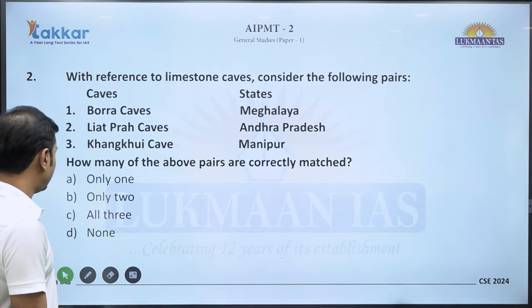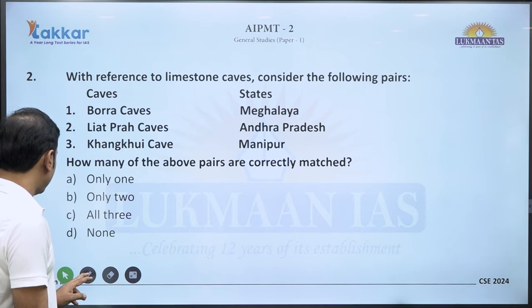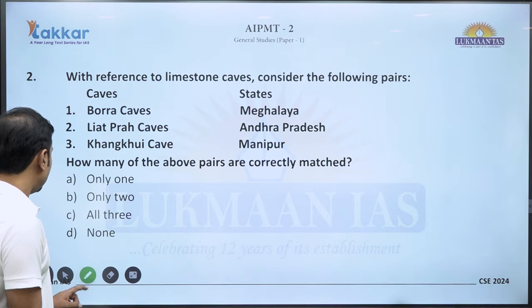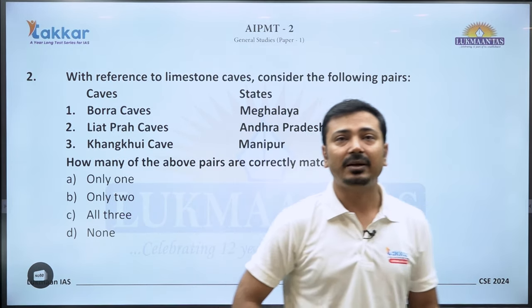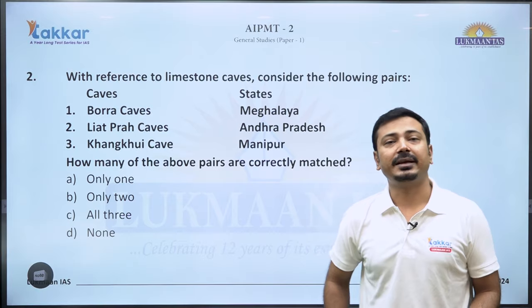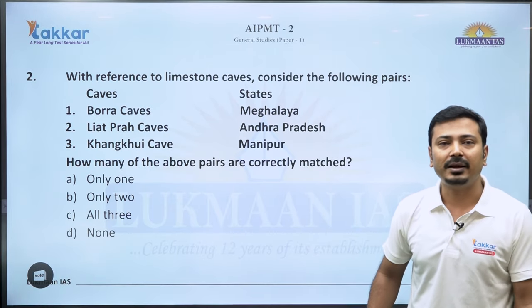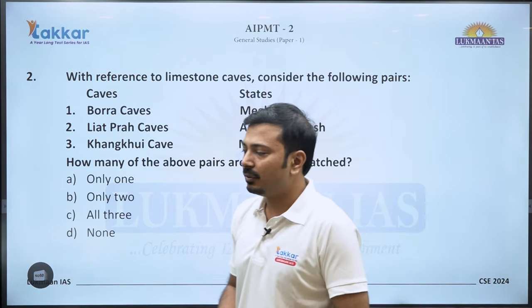Now let's talk about this. Yes, the Indian mapping part, the static part we can say. And yes, we are trying to cover different kinds of landforms, unique kinds of landforms. UPSC has already asked about, for example, Gandikota Canyon. So it is a unique kind of landform. We are now trying to cover caves.